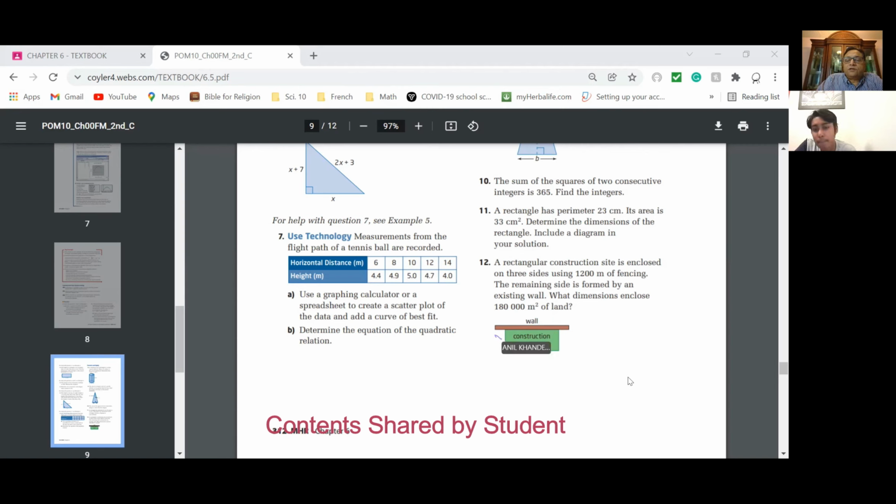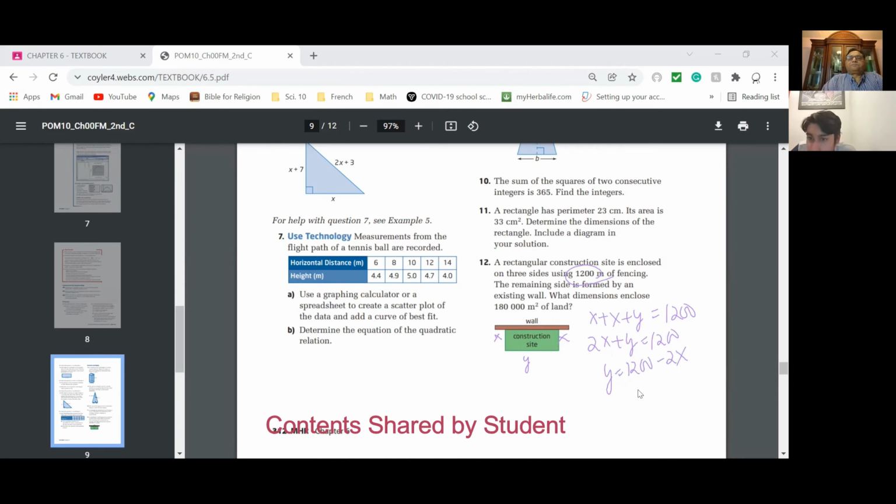So you can assume width to be x. So those will be width. This will be y, right? So from here, we know the perimeter is 1200 meters, correct? So one equation will be x plus y equals 1200. So 2x plus y equals 1200, or y equals 1200 minus 2x, correct?